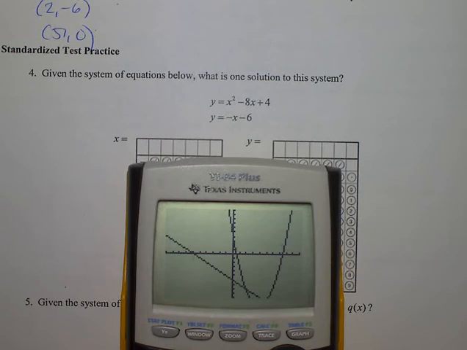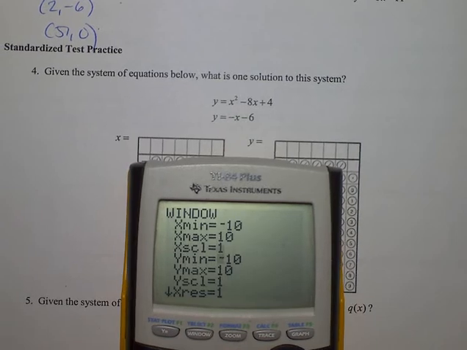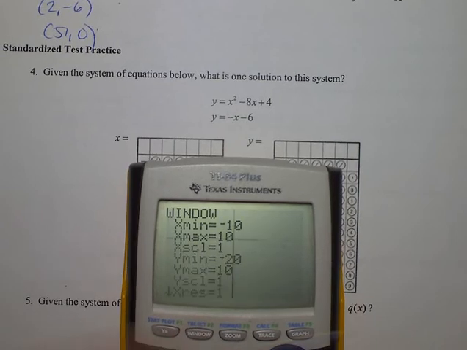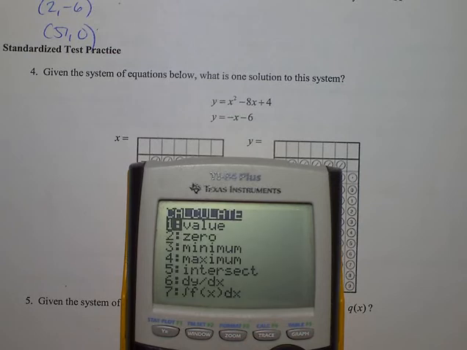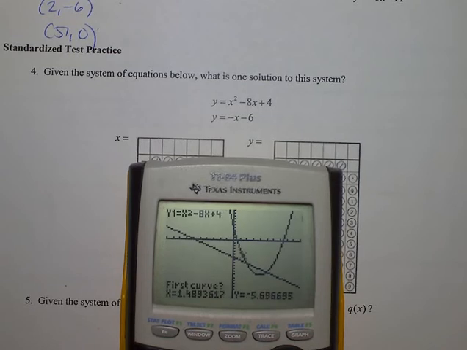Now I can see that it'd be nice if I could move this down further so I can really see where they intersect. So I'm going to go to Windows and I'm going to move down the Y. Remember on your test tomorrow, I can't help you with the calculator. I cannot help you with the calculator on the AZMerit. So second trace intersect, and I'm coming down. So one answer is 2, -8.